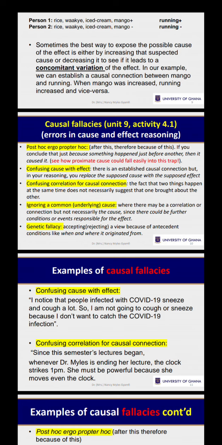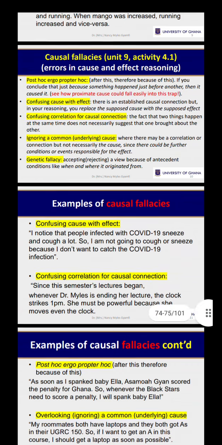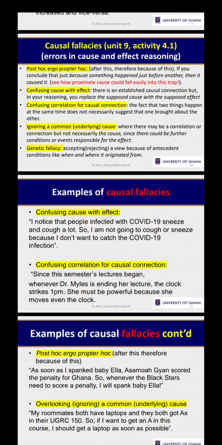Confusing correlation for causal connection. Here we say that the fact that two things happen at the same time does not necessarily suggest that one brought about the other. Pay attention. When you say confusing correlation for causal connection, it means that two things happen at the same time, but it doesn't mean that one brought about the other.